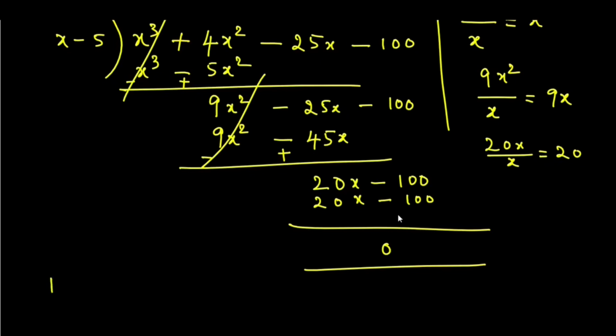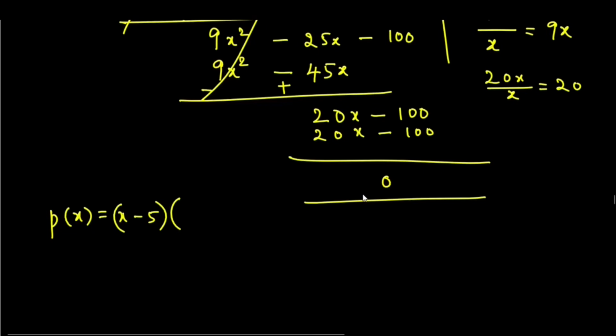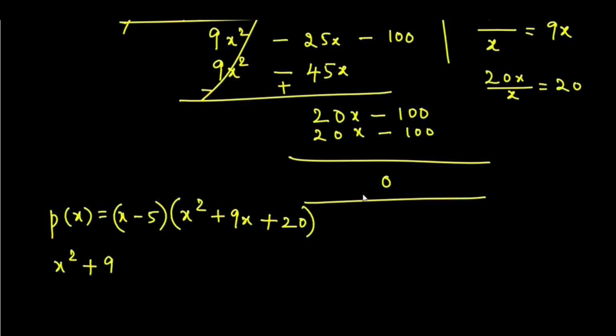Our p of x can be written as x minus 5 into, what is the quotient here? x square plus 9x plus 20. Now we have to factorize this quadratic polynomial x square plus 9x plus 20.